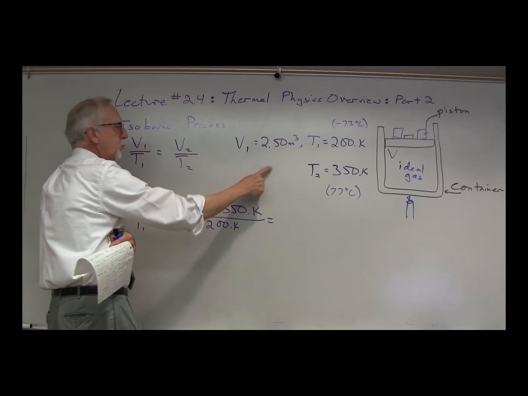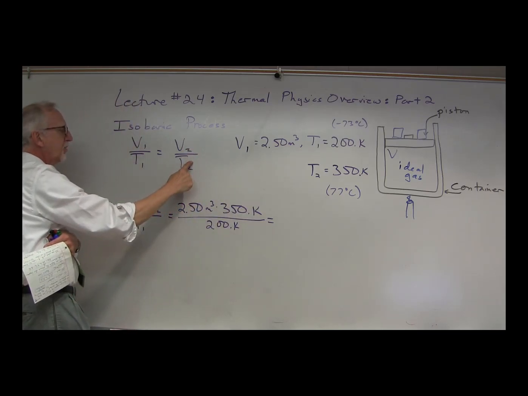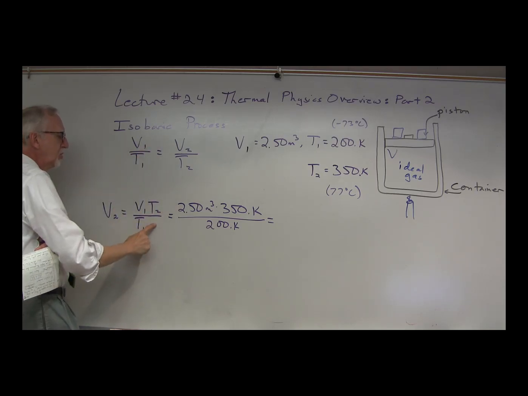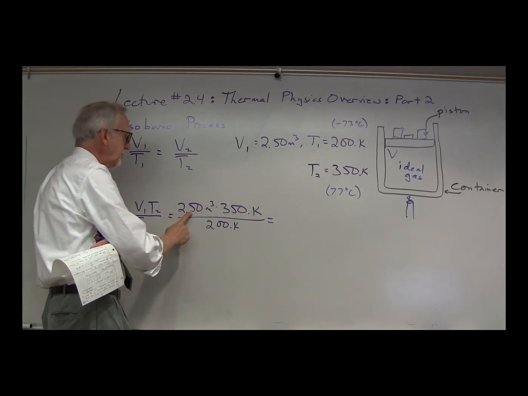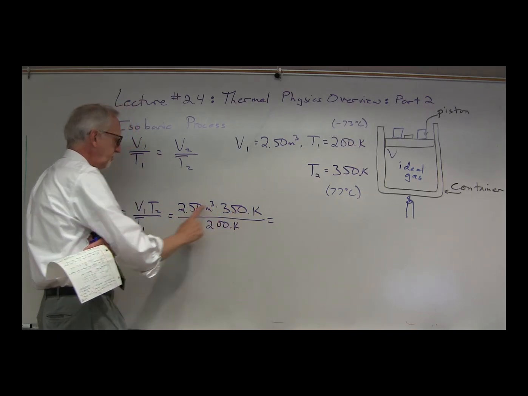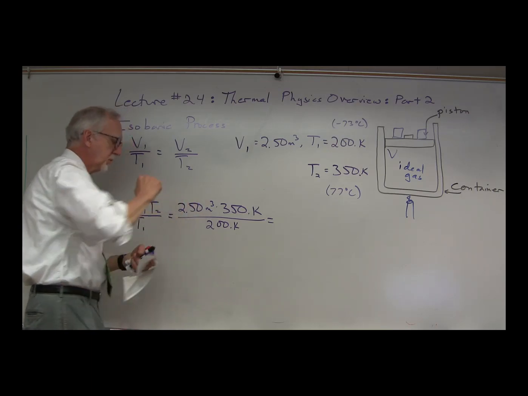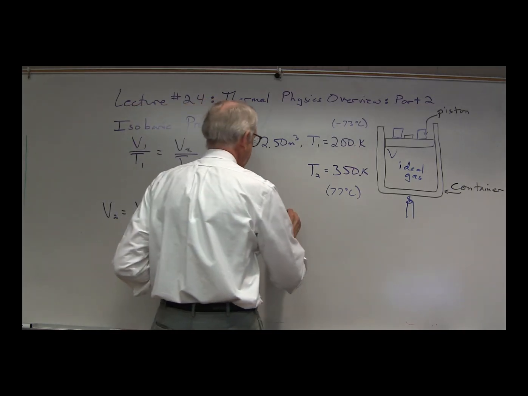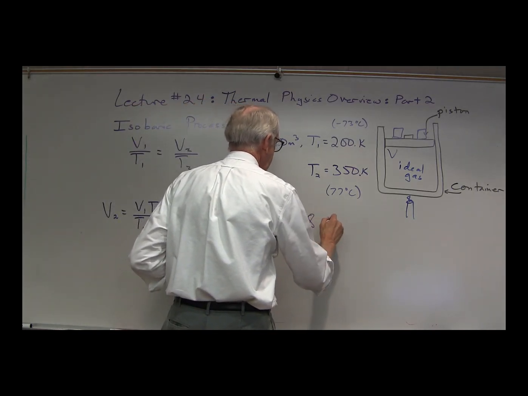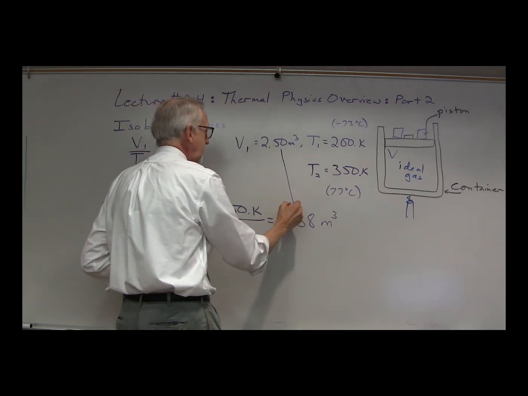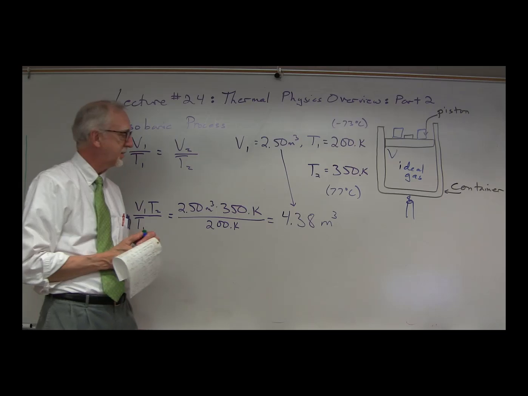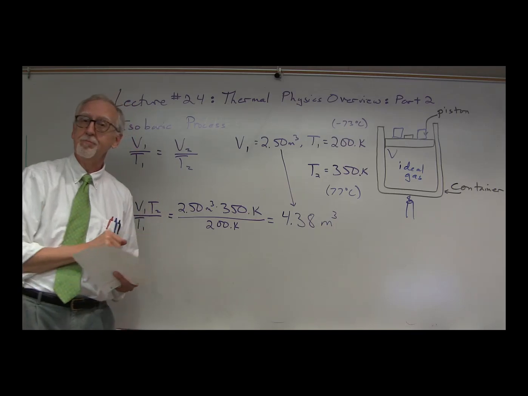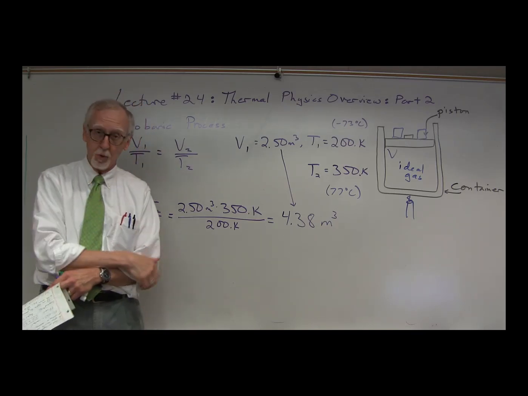So what we're looking for is, what's V2? Well, multiply both sides by T2. We'll have V2 equals V1 over T1 times T2. So V1, 2.50 cubic meters. T2, 350 Kelvin. T1, 200 Kelvin. Multiply this out, and what do we get? We get 4.38 cubic meters. And yes, we see that the volume had to increase. The gas had to expand for this increase in temperature to maintain a constant pressure. Okay, very, very good. Let's try one more.